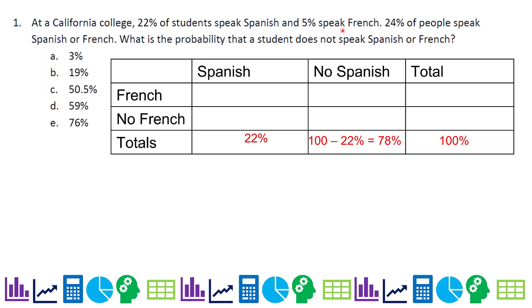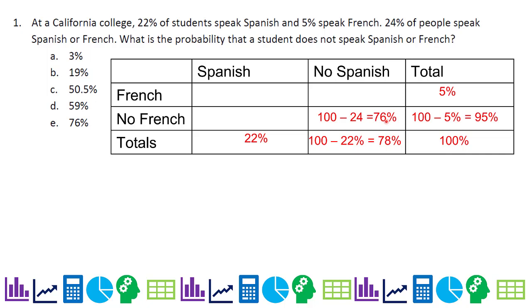Then they say 5% speak French, so I'll put 5% as the total speaking French. And then they say 24% speak Spanish or French. I can figure out this 95% here because 5% plus 95% have to add up to 100%. We know 24% of people speak Spanish or French, and that means the people who don't fall into that category are the people who do not speak Spanish and do not speak French. So I'm going to go 100 minus 24, and that gives me 76%.